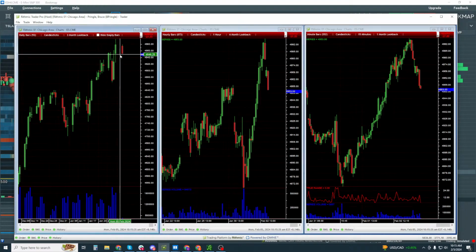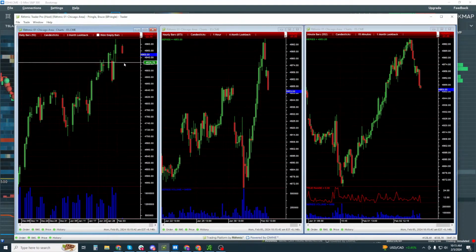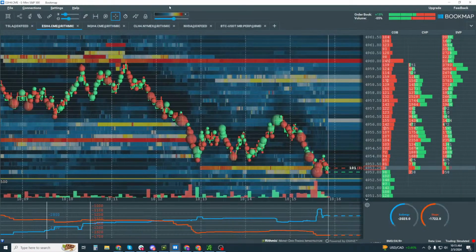All right, what about the daily in here? Well, we can come all the way down to this 25 swing, and that would be the low from Friday. So there's a lot of room in here. There's a pretty big candle on Friday.